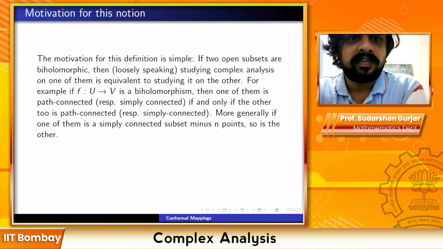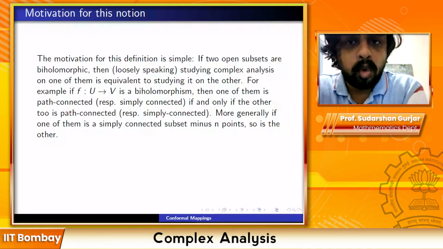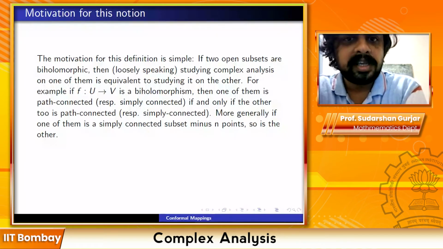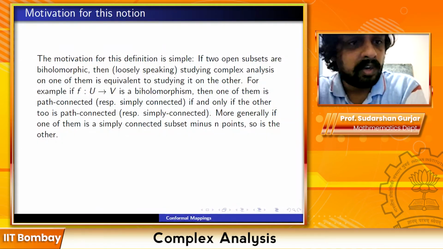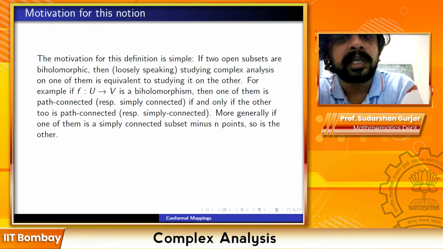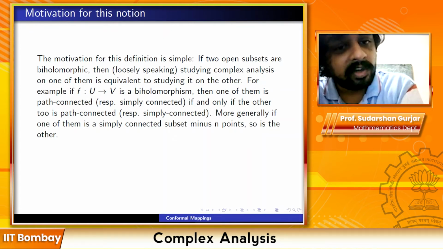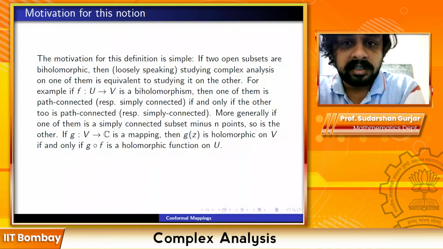So what is the motivation for this definition? The motivation is simple. If two open subsets are biholomorphic, then loosely speaking, studying complex analysis on one of them is equivalent to studying it on the other. For example, if f from U to V is a biholomorphism, then one of them is path connected, respectively simply connected, if and only if the other is also path connected, respectively simply connected. More generally, if one of them is simply connected minus n points, so is the other.